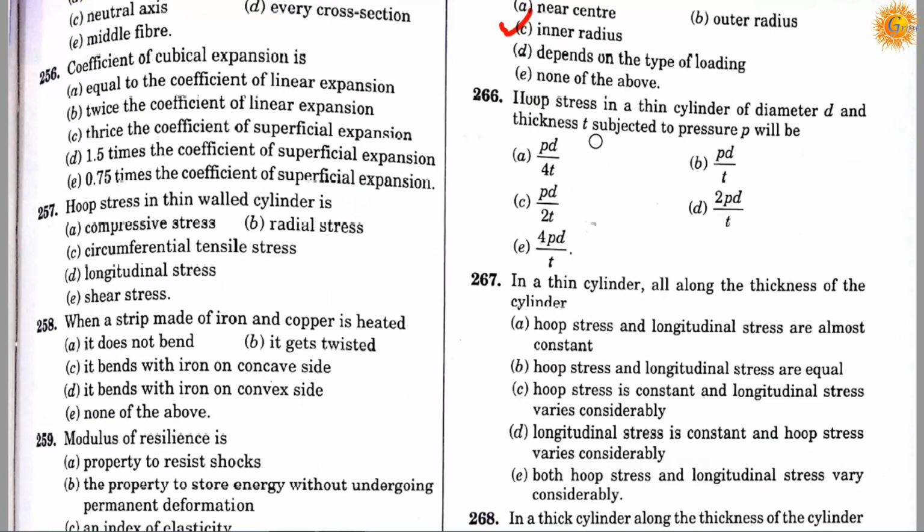Question number 266. The hoop stress in a thin cylinder of diameter D and thickness T subjected to pressure P will be: option A, PD upon 4T; option B, PD upon T; option C, PD upon 2T; option D, 2PD upon T; and option E, 4PD upon T. Correct answer C, it will be PD upon 2T.